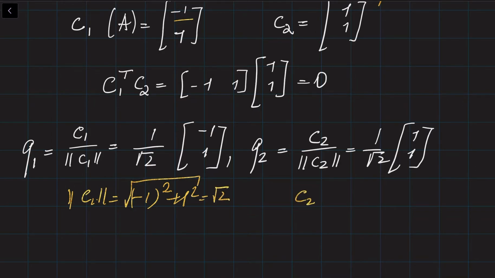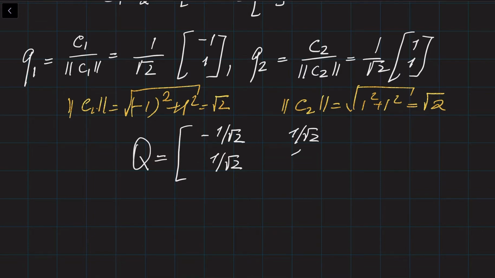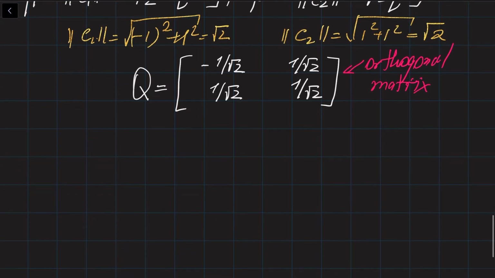And the same is true for C2. C2 is going to be 1 squared plus 1 squared, all under the square root, which is square root of 2. Okay. So these two columns, Q1 and Q2, are going to be the columns of the orthogonal matrix. So Q is going to be -1 divided by the square root of 2, 1 divided by the square root of 2, 1 divided by the square root of 2, and 1 divided by the square root of 2. And that's the orthogonal matrix, because its columns are orthonormal.